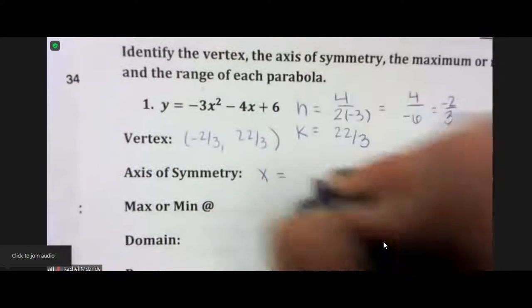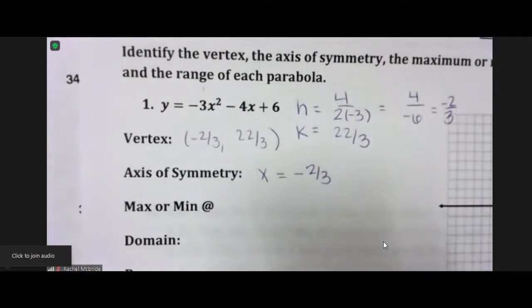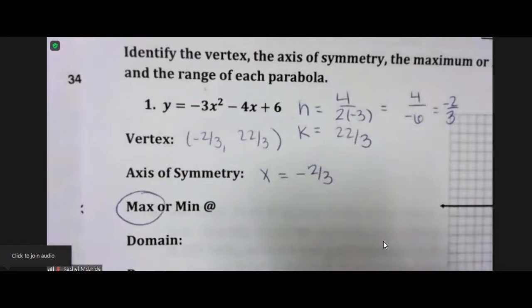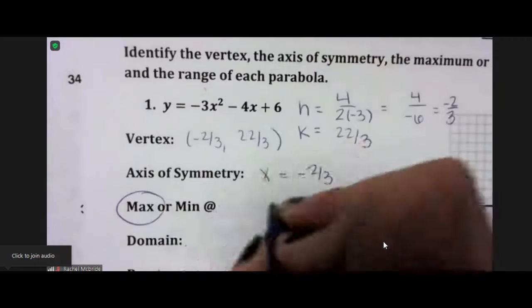My axis of symmetry is x equals h. And again, when we look at our max or min, the max or min is always the k value. In this case, since the graph has a negative a, we are going to have a max. And my max is at k. So since my k value was 22/3, my max is at 22/3.